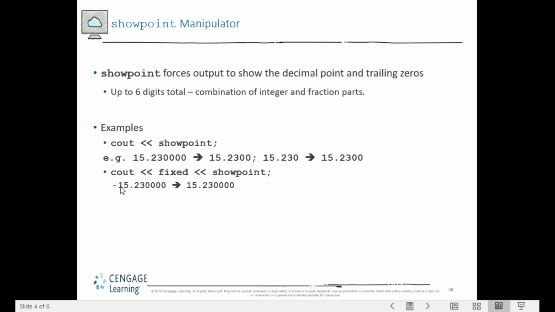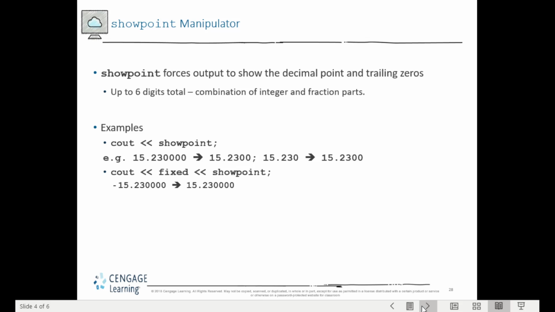So let's say here we have the input with 6 decimal places. It will not truncate. It will not follow the showpoint manipulator. Instead, it will show according to the fixed manipulator format, meaning that it will display up to 6 decimal places.